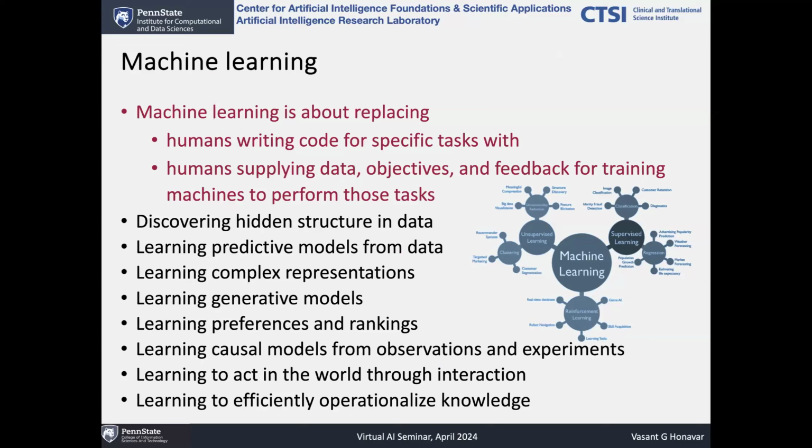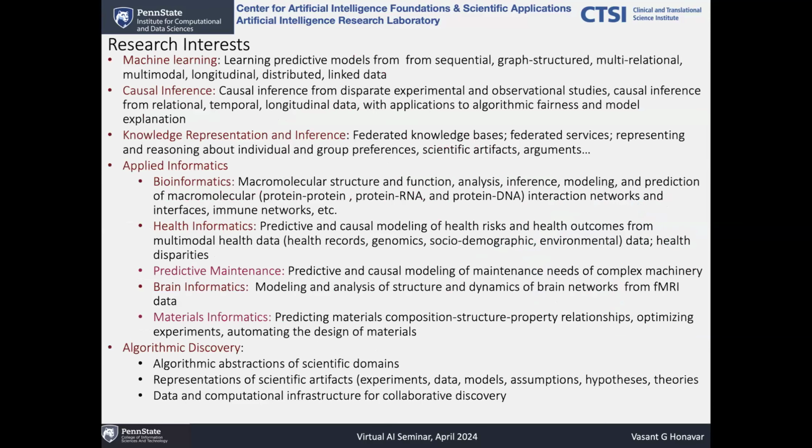You can learn preferences and rankings over possible alternatives. So for example, your preferences over products on a site like Amazon. You can use it to learn causal models from observations and experiments. Prediction is nice, but sometimes you need to know what is the cause of a particular outcome in order to be able to intervene, and so on. Okay. And so my interests and my lab's interests span machine learning, causal inference, knowledge representation, and applications in bioinformatics, health, and related areas.